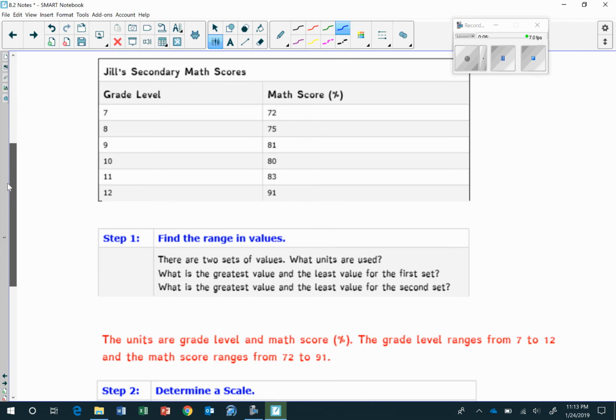So the first step is to find the range in values. It says there are 2 sets of values, what units are used. So one set is grade levels, the other is percentages for math scores. And then we'll look at the greatest and least value for the first set. So let's say for our grade level set, the lowest is 7, the highest is 12. And then for the scores, our highest score is 91, our lowest score is 72.